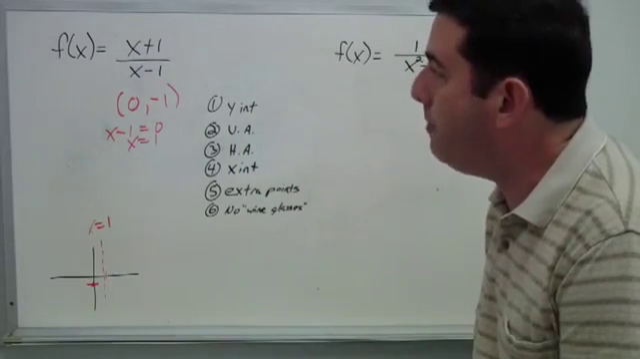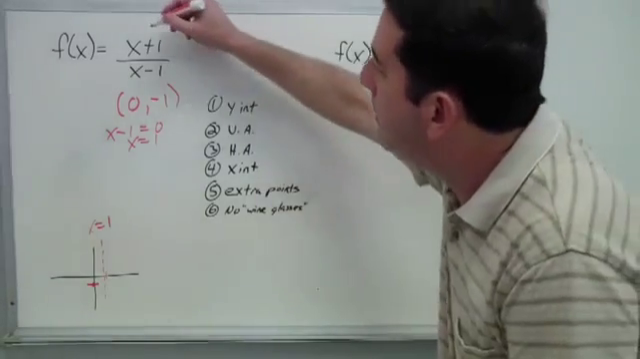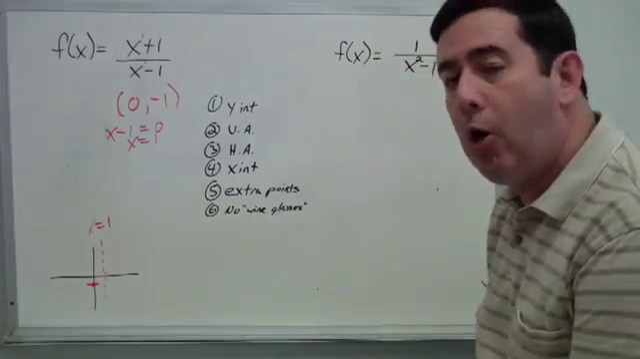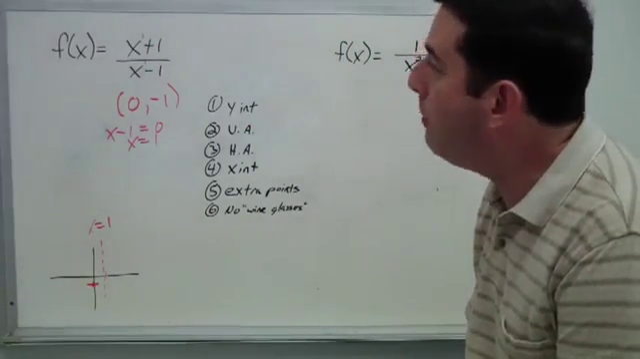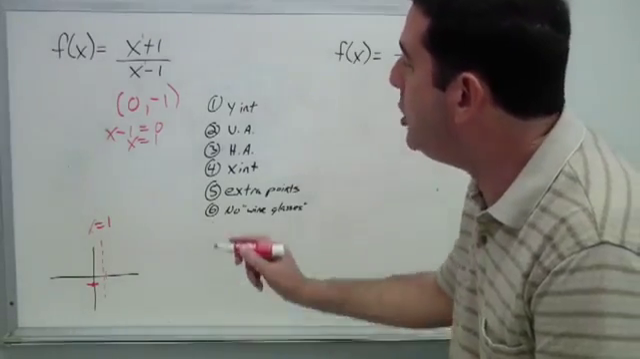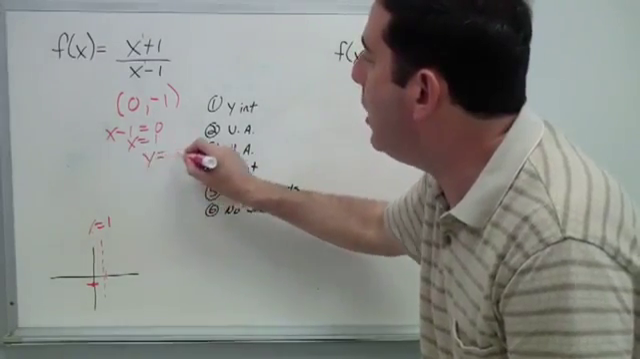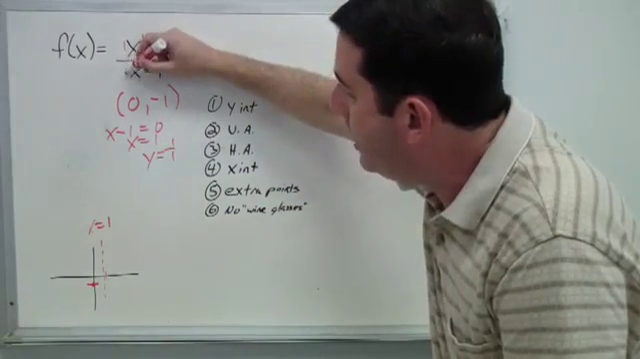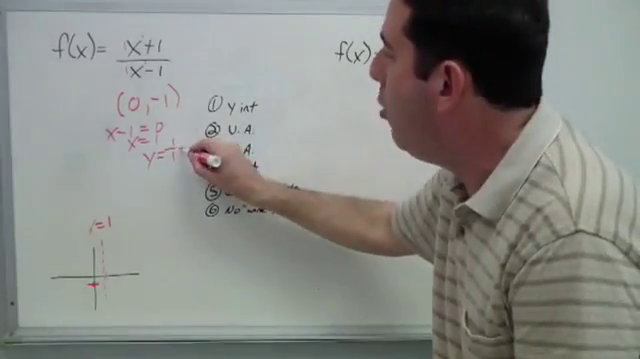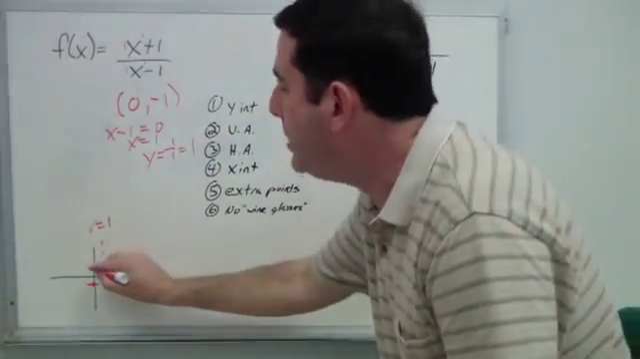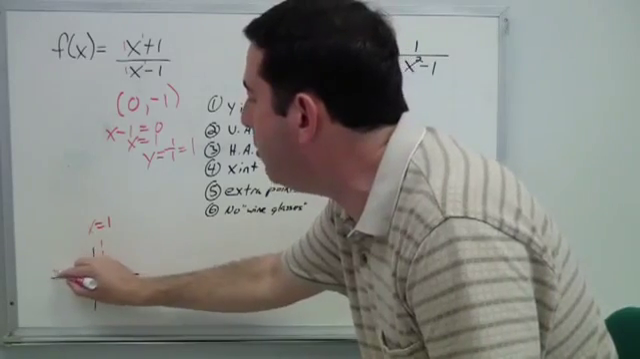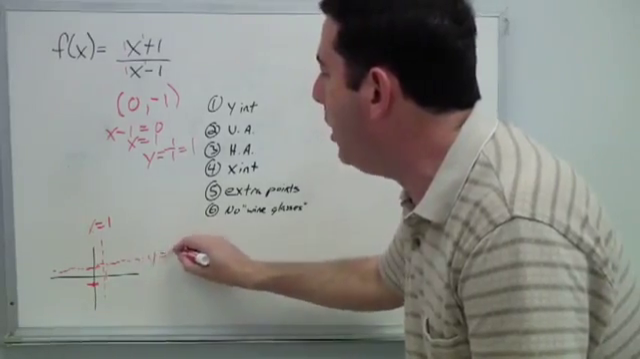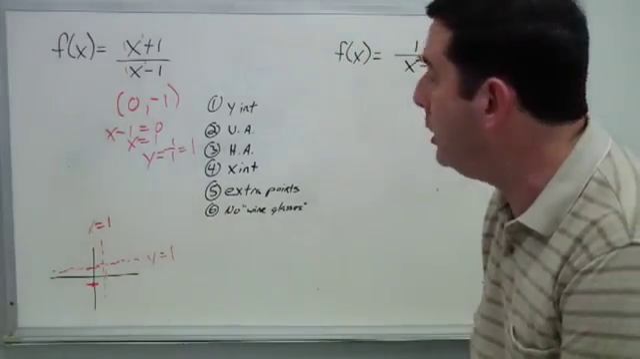Horizontal asymptotes come from comparing the degrees. The degree on top was 1. The degree on bottom is also 1. So for this problem, we take the ratio of leading coefficients: the leading coefficient from the top divided by the leading coefficient on the bottom. 1 over 1 makes 1. So our horizontal asymptote is here at y equals 1. Horizontal lines are always y equals a number.